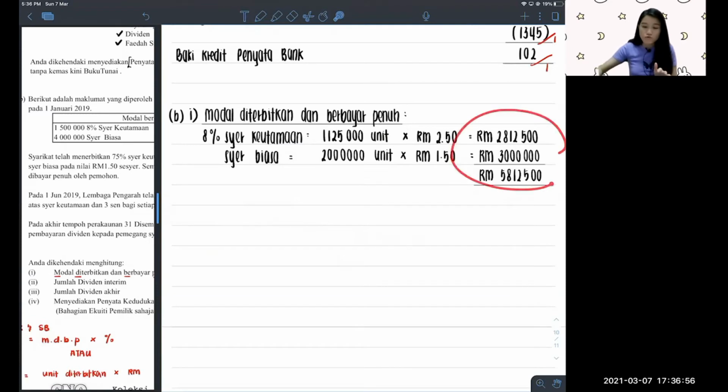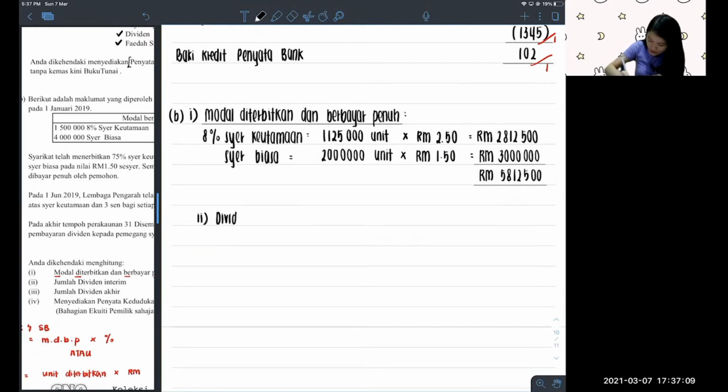So why not you just do it like this? It's even faster. Okay, so even though the process of writing very slow, but you get the answer straight away later on when you need it. So this is point 1, yeah. Point 2, they are asking for dividend interim. So we just plan out first. Okay, we just write out everything.